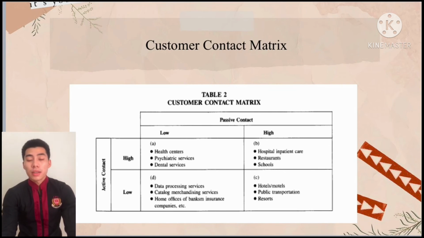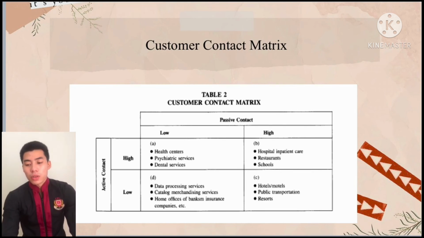Next is cell C. It represents services which typically require the physical presence of the customer in the service facility, although the interaction with the service personnel is rather limited. Next is cell D. It represents services which may not require direct physical encounters between the customer and the service provider. The absence of direct face-to-face contact with the customer enables the service organization to schedule production at the most convenient time and to automate the service delivery process.